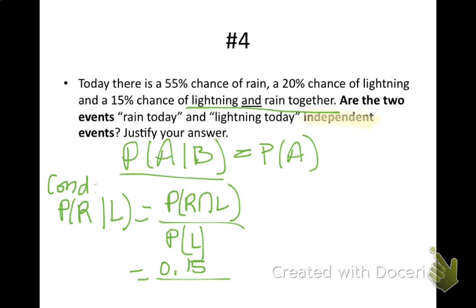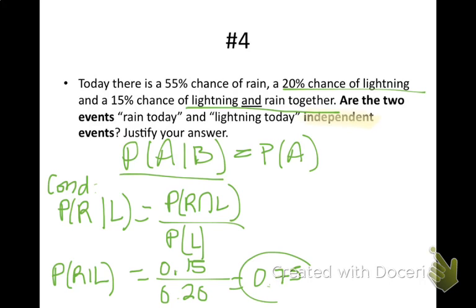Change the percents back to decimals. And just lightning is 0.20. So the conditional probability is equal to 0.15 divided by 0.20, which is 0.75. Okay, so that's going to go with that one. All of that was just conditional probability.